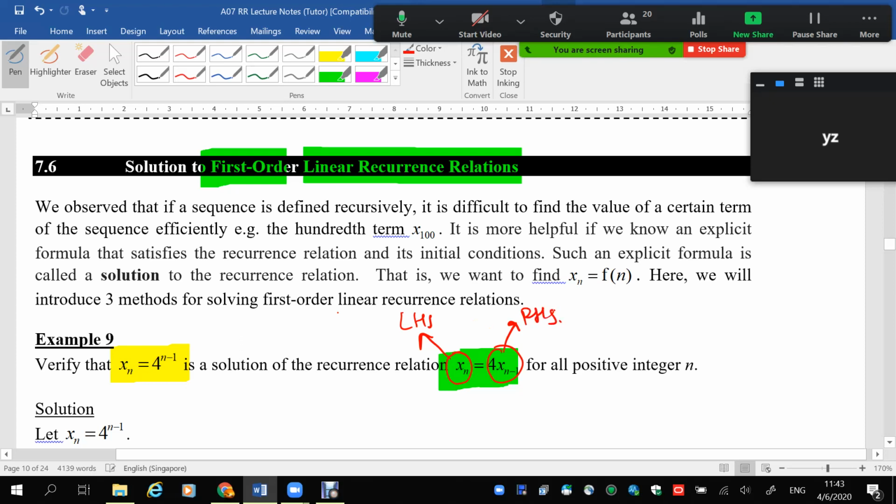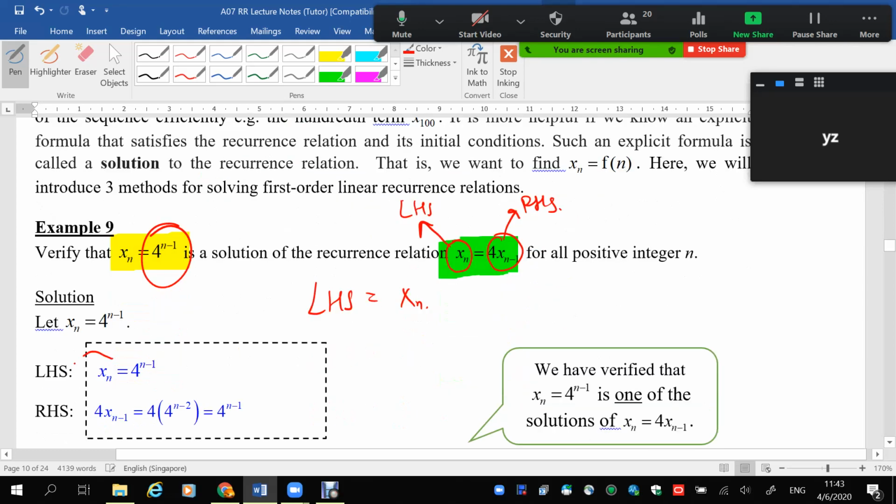So consider the left hand side first. Left hand side, you actually have xn. And what is xn? Xn is this. So this is why you see this in your solution. Left hand side is xn, and xn actually comes from this. Thereafter you consider the right hand side. Right hand side is actually this.